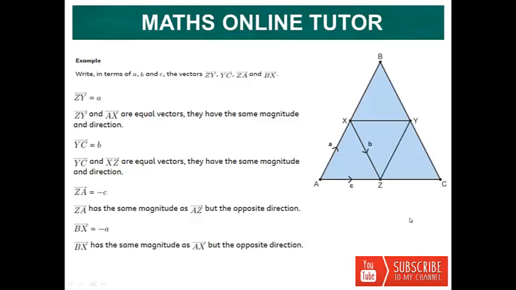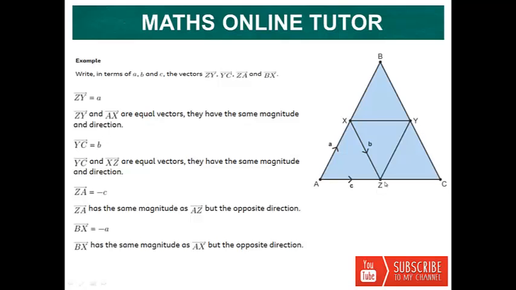Let's find out YC vector. The starting point is Y and the end point is C, because it's asking for the YC vector. Okay, so XYCZ is again a parallelogram. As I said, in a parallelogram the opposite sides are equal and parallel. So YC will follow the same direction as XZ. And as the opposite sides are equal, YC is also equal to XZ. So YC is equal to b.